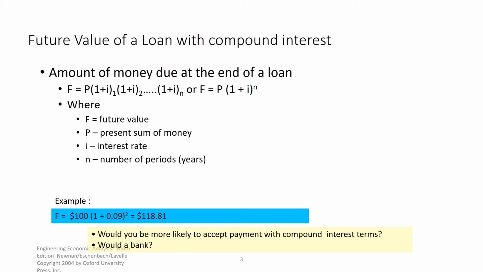So if we compare compound interest to simple interest, simple interest will give you only 118 ringgit after 2 years. But if you use compound interest, instead of 118 ringgit, your money will become 118 ringgit and 81 cents, more than the simple interest.